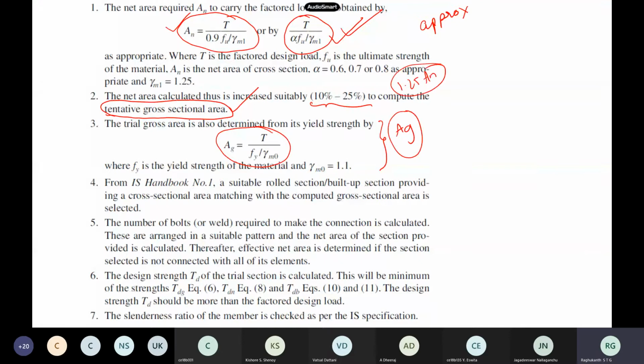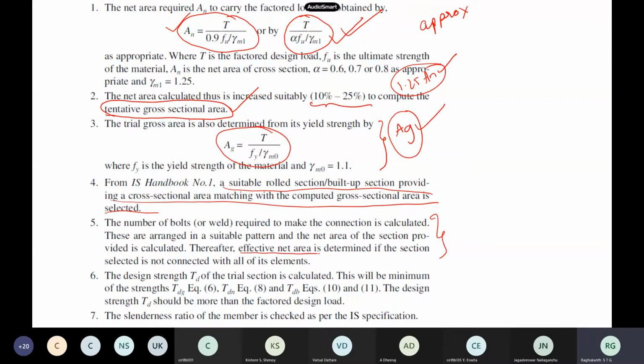So whichever is maximum among those, you go to the steel tables. From the steel tables, you select a section which has area higher than this and higher than this itself. So this is a guideline. You select a suitable rolled section or built up, whatever you want to do, with cross section area matching. So you select from our steel tables. Once you have selected a section, then you calculate all the bolts, connections, and other things.